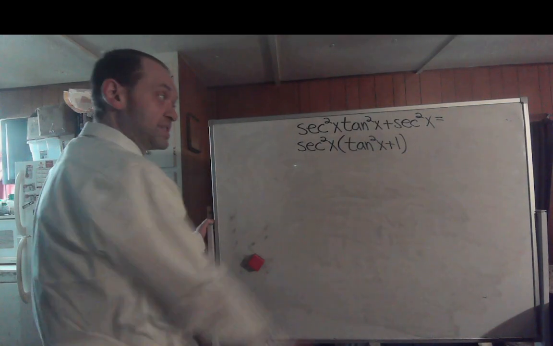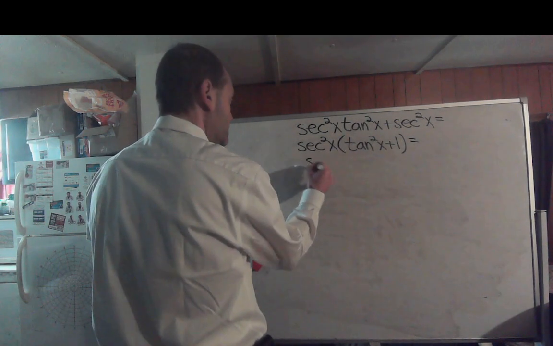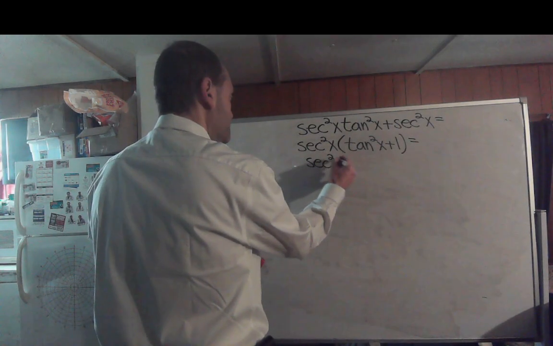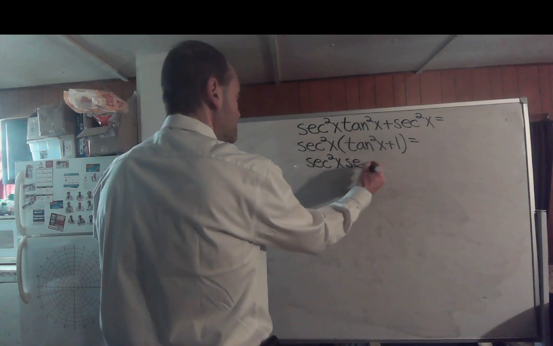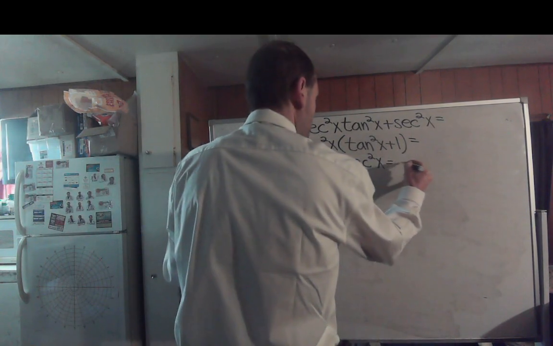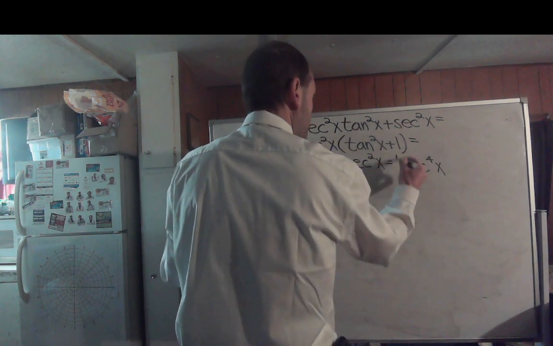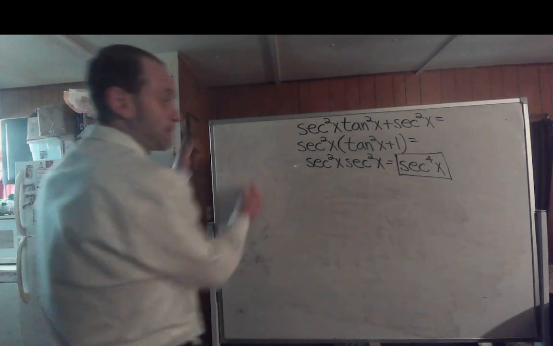Well, what's tangent squared of x plus 1? That actually turns out to be another secant squared of x. So you'll end up getting the secant squared of x times the secant squared of x, which should just give you the secant to the fourth of x. So this would simplify into the secant to the fourth of x.